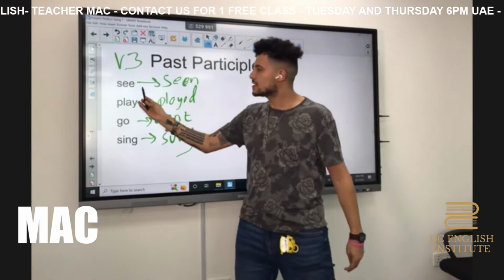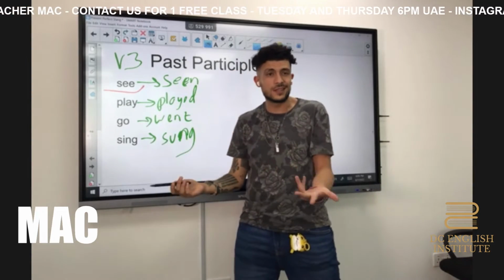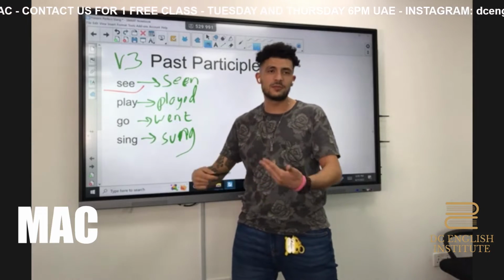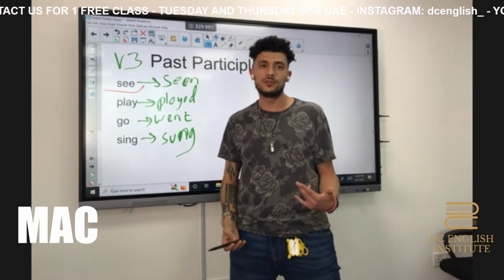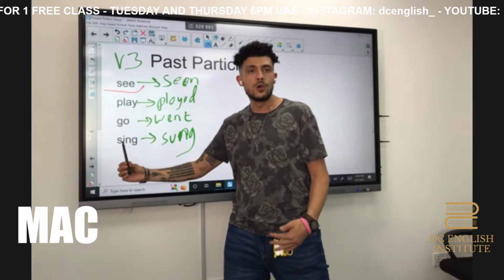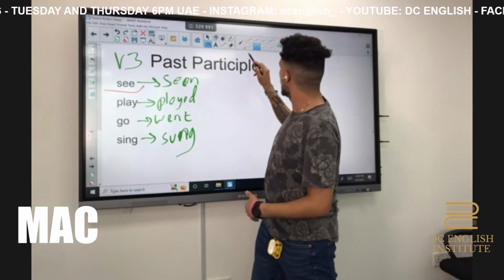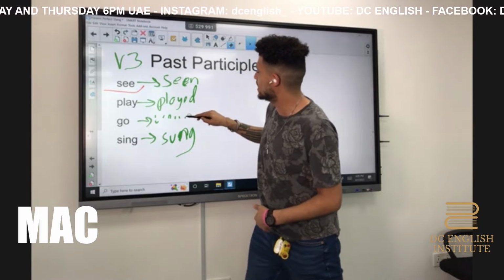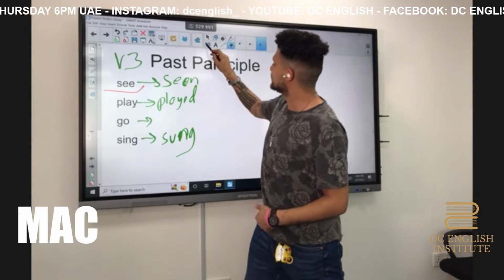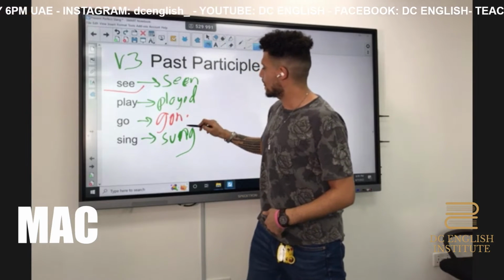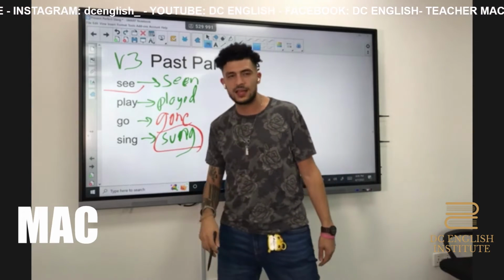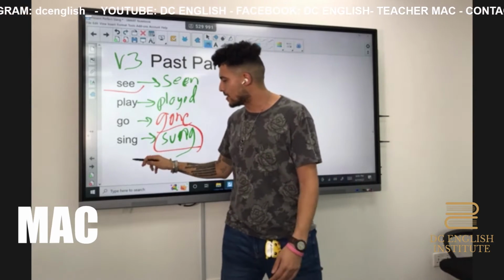We know that the past tense for see is saw, and seen doesn't make sense. Play is played and played, the same, like normal. You have go, which goes from go to went to gone. Sorry, that should not be went, that should be gone. Today it's just not my day. And then you have sung, whose past tense is sang with an A.